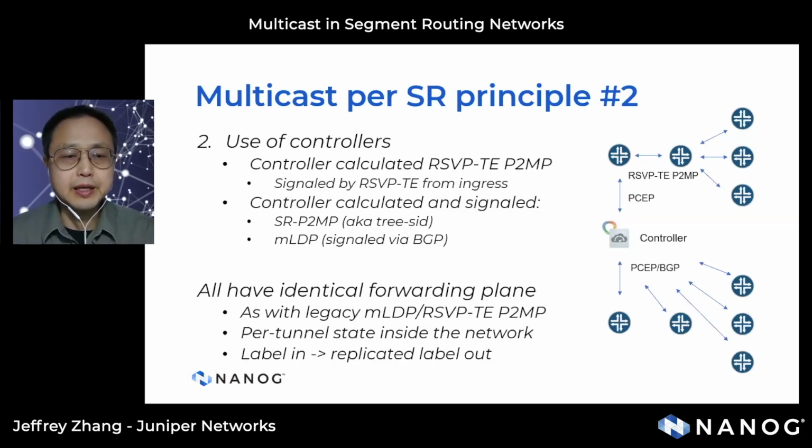I want to emphasize here that all these options have an identical forwarding plane, as with legacy MLDP or RSVP-TE P2MP tunnels. You will have per tunnel state inside the network, and you will have incoming traffic with labels, and you will replicate that traffic out.